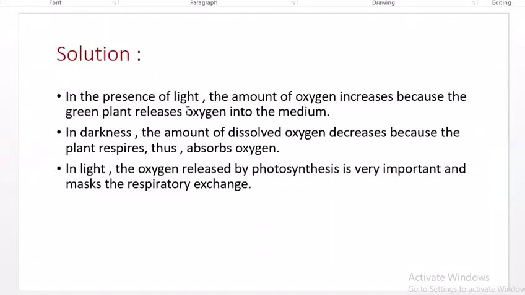So, in the presence of light, the amount of oxygen increases because the green plant releases oxygen into the medium. In darkness, the amount of dissolved oxygen decreases because the plant respires, thus absorbs oxygen. In light, the oxygen released by photosynthesis is very important and masks the respiratory exchange.